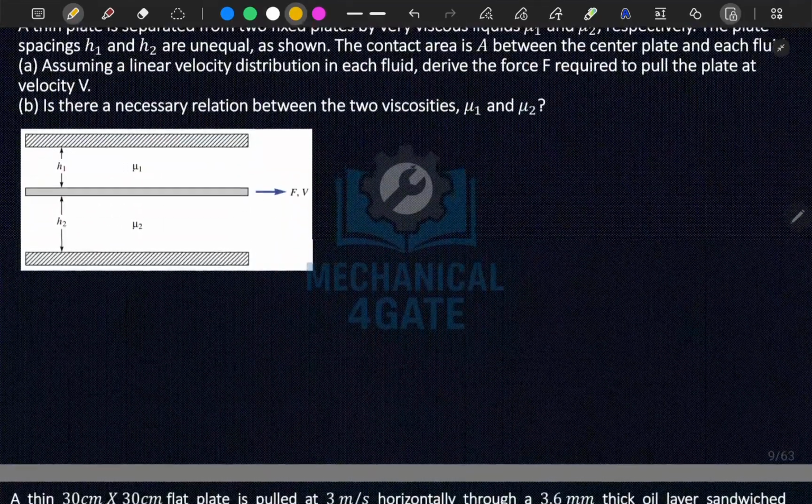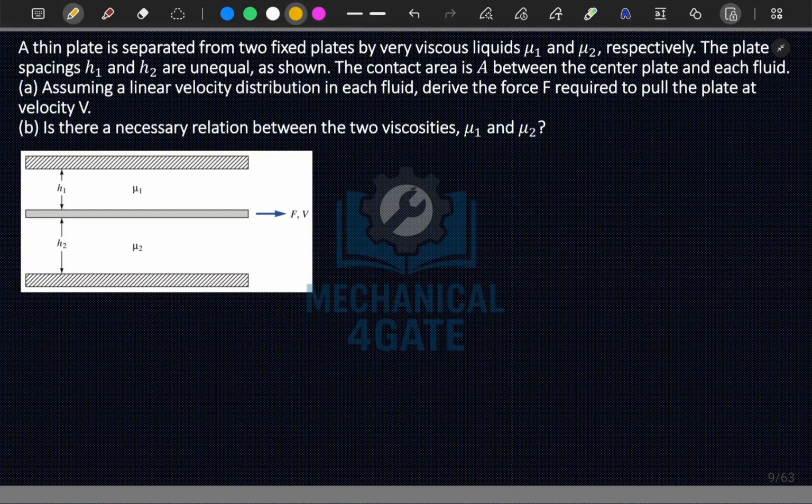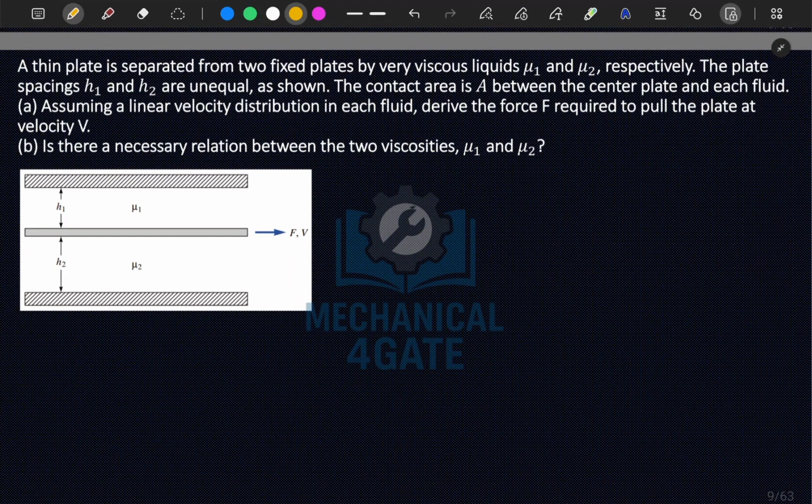Now moving to next question. Thin plate is separated from two fixed plates by a very viscous liquid mu1 and mu2. The plate spacings h1 and h2 are unequal as shown. The contact area is A between the center plate and each fluid. Assume the linear velocity distribution in each fluid. So in this fluid, the linear distribution would be like this, and this velocity would be V as mentioned here.